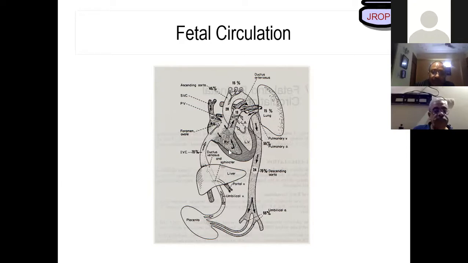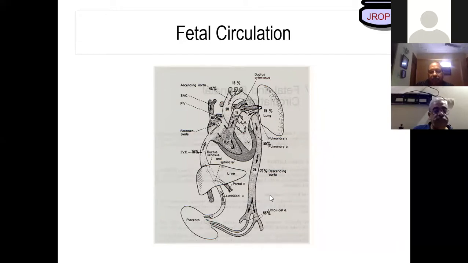So when the child is born, the LV and LA are relatively small, and the RV and RA are relatively bigger in size because they are getting the majority of blood from the IVC through the ductus venosus. The LV is not really fully developed, and neither are the lungs.